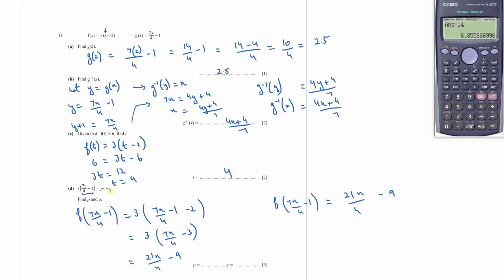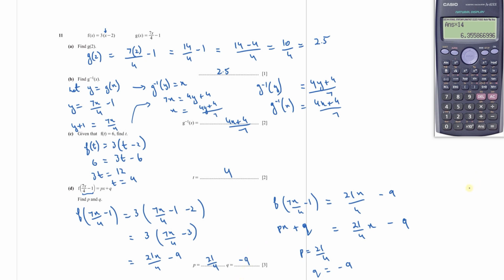So f of 7x over 4 minus 1 is 21x over 4 minus 9. And we are given that this is px plus q. So px plus q will be 21 over 4 x minus 9. So if I compare the two sides, the coefficient of x is p, and here the coefficient of x is 21 over 4. So my value of p will be 21 over 4, and q is the value with no x or any other variable. So this value here is minus 9. So q will be minus 9. So p is 21 over 4 and q is minus 9.